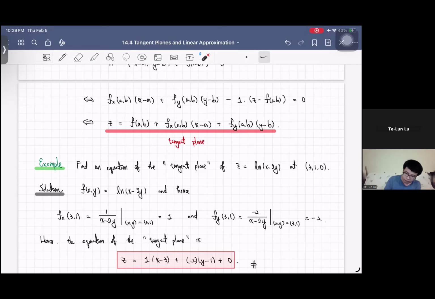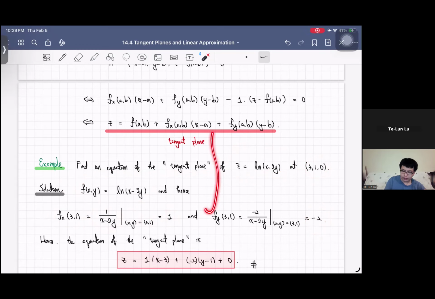So let's evaluate the tangent plane of this function, z equals ln(x minus 2y), at the point (3, 1, 0), right? Okay, so if we set this function f(x,y) to be ln(x minus 2y), then by our technique in a previous video, we know that taking the partial derivative with respect to x gives us 1 over (x minus 2y), where if you plug in the corresponding point, you have 1. And the same thing happens for f_y, which is -2 over (x minus 2y), giving -2.